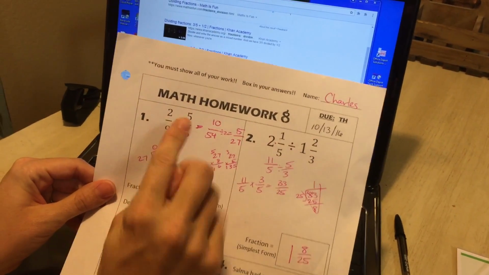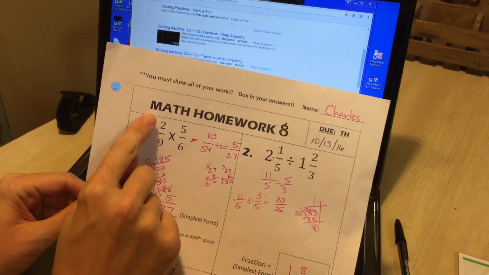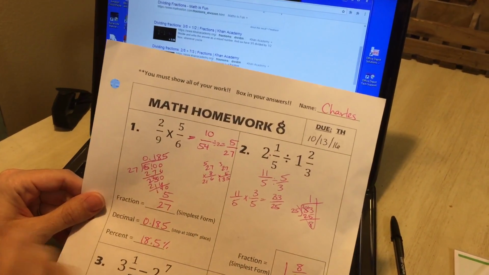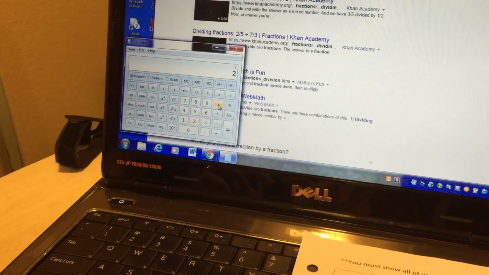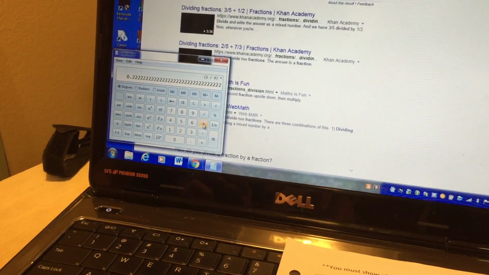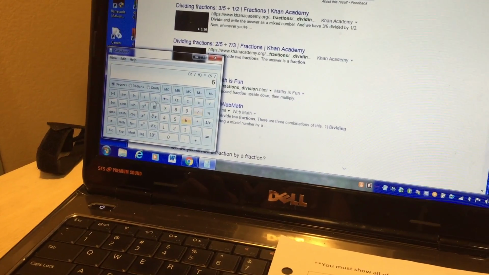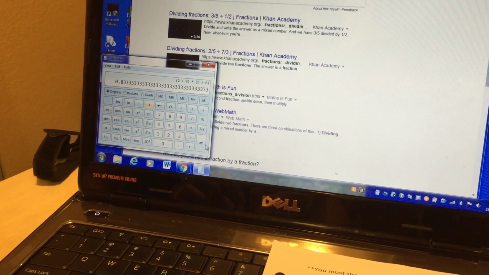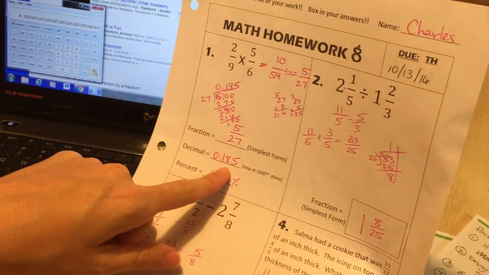For example, if I wanted to check my students' homework and this was it, if I wanted to check this problem right here and see if this answer was correct, I would need to type this in, but I have to put parentheses around my fractions. So let me show you what that looks like. I would start with a parenthesis, then 2 divided by 9 for 2/9, close the parenthesis, times, new parenthesis, 5 divided by 6, close parenthesis, and then I hit equals, and it gives me this decimal, which happens to match the decimal that I have.